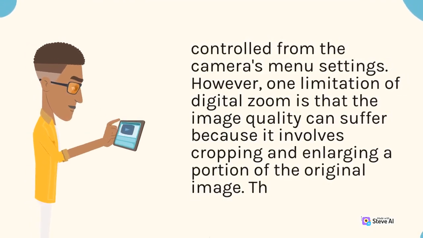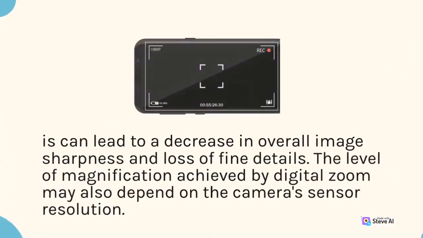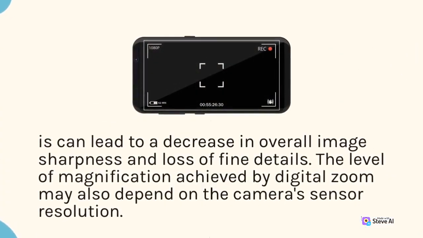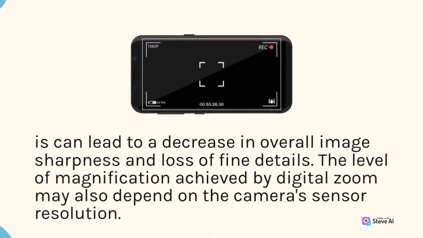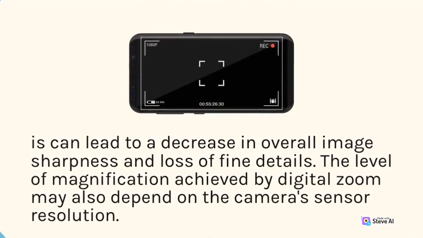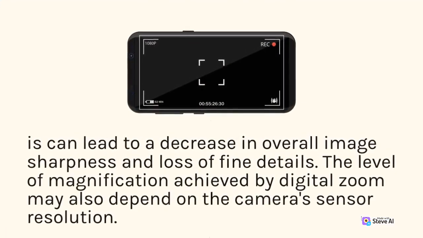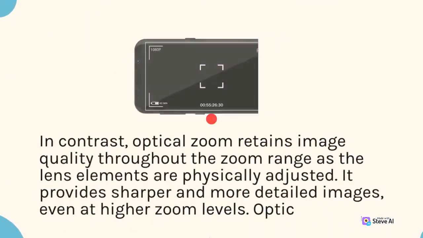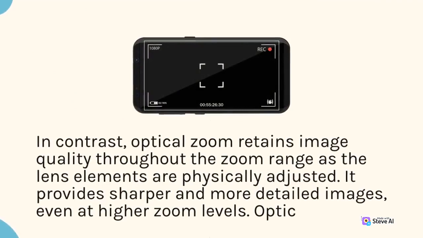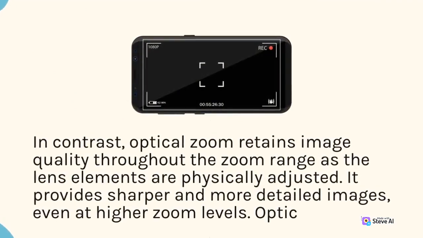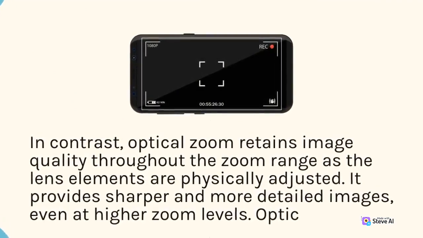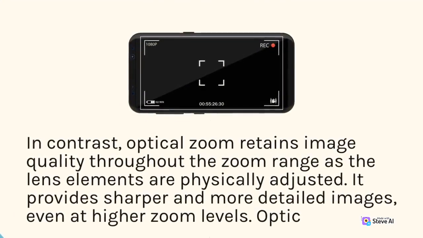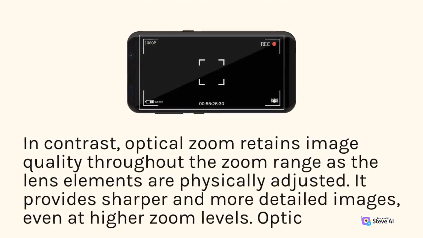This can lead to a decrease in overall image sharpness and loss of fine details. The level of magnification achieved by digital zoom may also depend on the camera's sensor resolution. In contrast, optical zoom retains image quality throughout the zoom range if the lens elements are physically adjusted. It provides sharper and more detailed images, even at higher zoom levels.